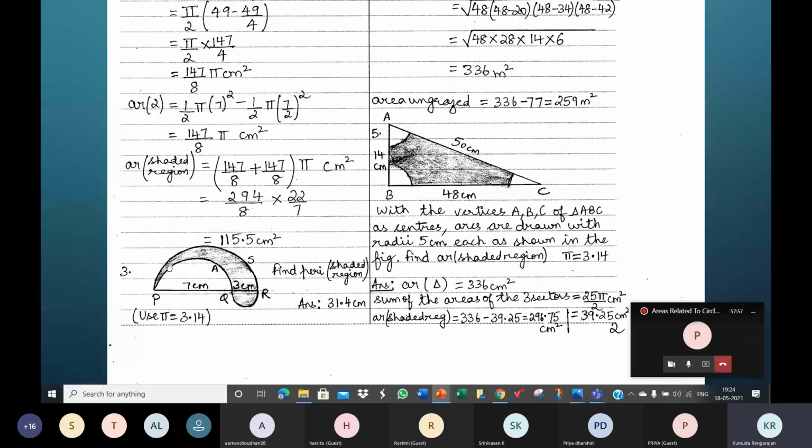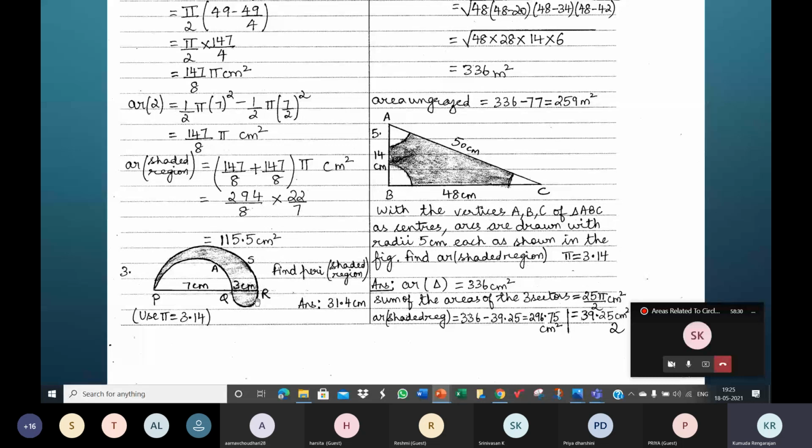So how do you find the length of PAQ? Circle is 2 pi r, so semicircle is pi r. What is r? 7 by 2. So pi into 7 by 2, because 7 centimeters is the diameter and the radius is 7 by 2. Pi r, pi into 7 by 2, will give the length of the arc PAQ.